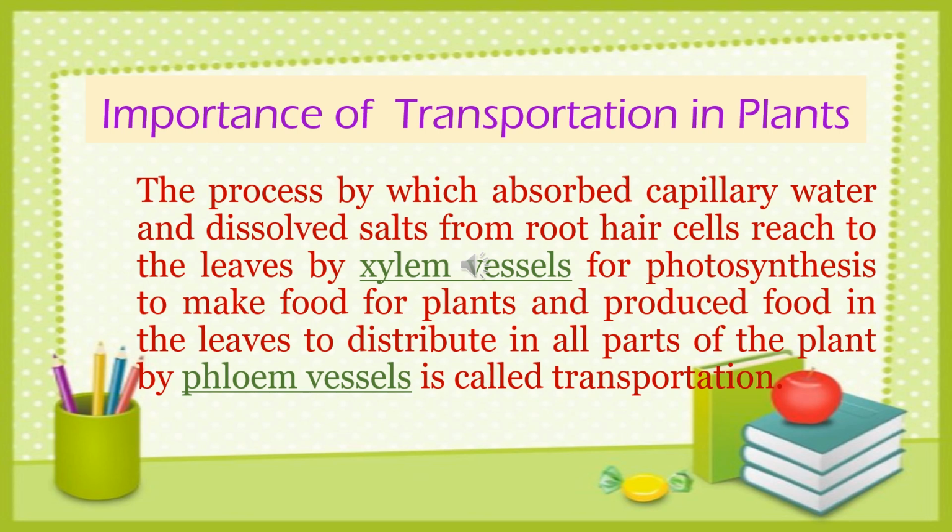And you know which kind of food is produced? This is actually carbohydrate. After production of carbohydrate, this has to be distributed throughout the plant body. So another kind of vessel helps to do that. That means this food has to be transported from one place to another, up and down, for the nourishment of the plant. And this whole process is called transportation in plants.